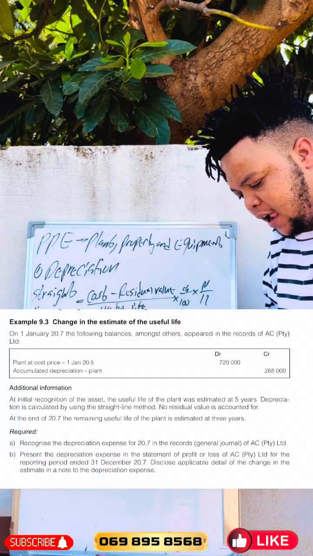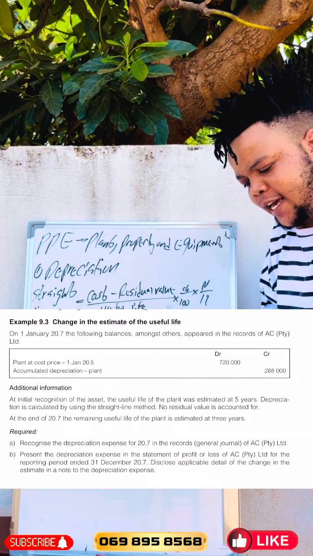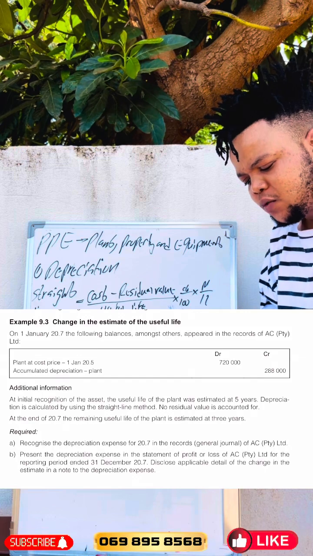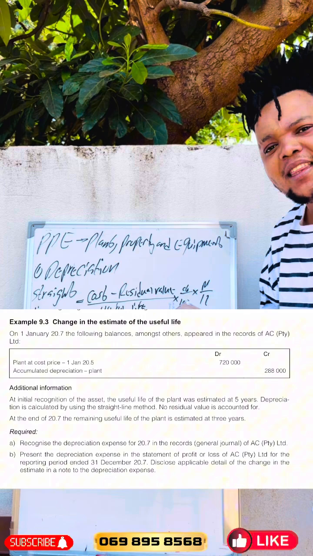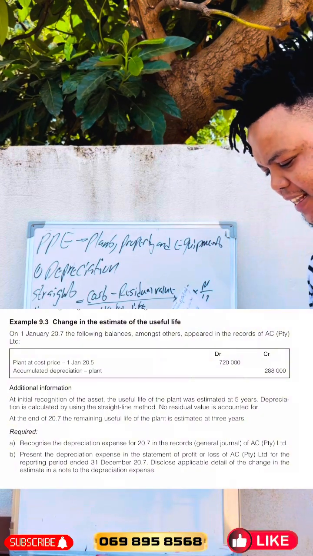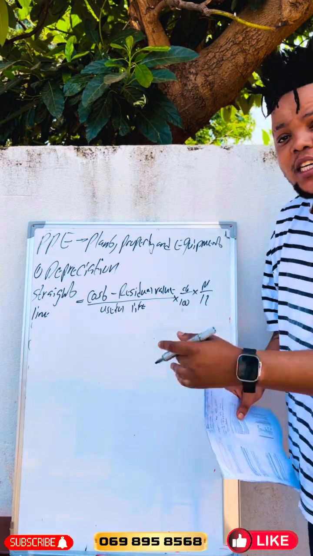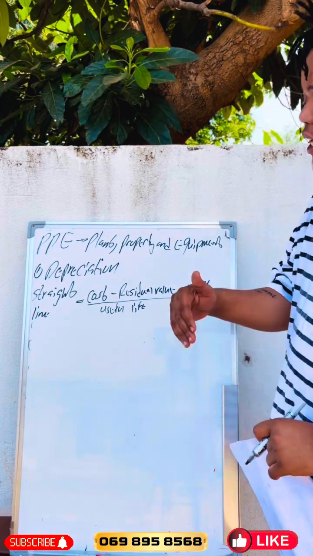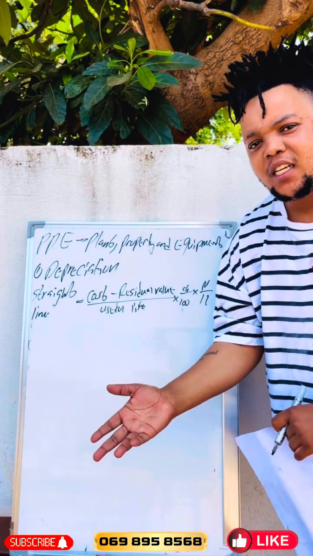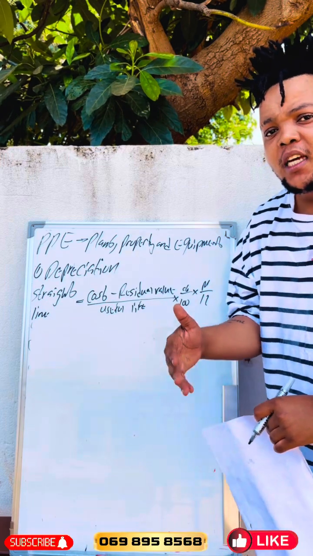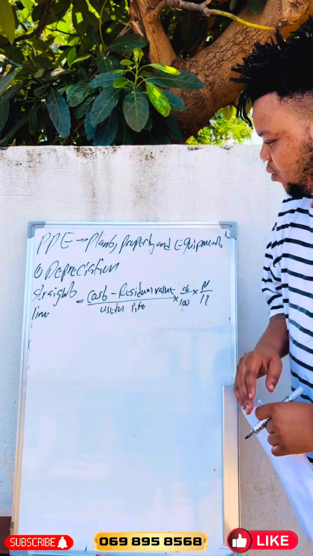And then they said no residual value is accounted for, and at the end of 2017 the remaining useful life of the plant is estimated at 3 years. They said at the end of 2017, which is our current year, the useful life has been estimated to be 3 years. Remember, at the beginning it was 5, but at the end we are left with 3 years. So I will also go to that.